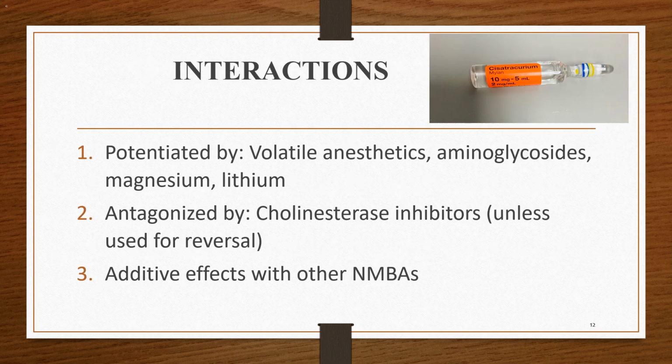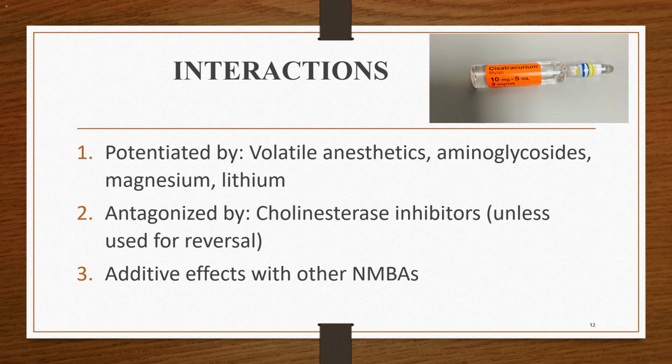Interactions of Cisatracurium. 1. Potentiated by volatile anesthetics. These anesthetics can increase Cisatracurium's muscle relaxation effect. Potentiated by aminoglycosides. Certain antibiotics like aminoglycosides can enhance Cisatracurium's effect. Potentiated by magnesium, lithium. These substances can increase the effect of Cisatracurium.